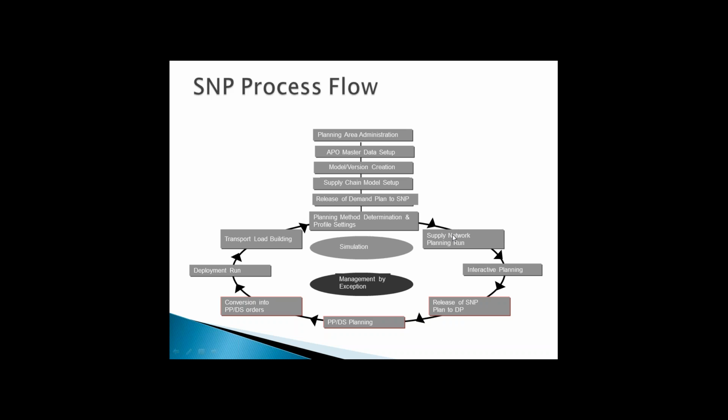Then it will go to planning method determination and supply network planning run. In this case you may use heuristics or optimizer or CTM, it depends upon the product. So supply network planning run. After that, interactive planning run, if you want to edit anything, you can do it. And release of SNP plan to DP for backup purpose. And if you have a PPDS in place, the SNP output will come to PPDS for detailed scheduling. Then it will convert the PPDS orders and it will go to ECC in this case, and after that the deployment and TLB.